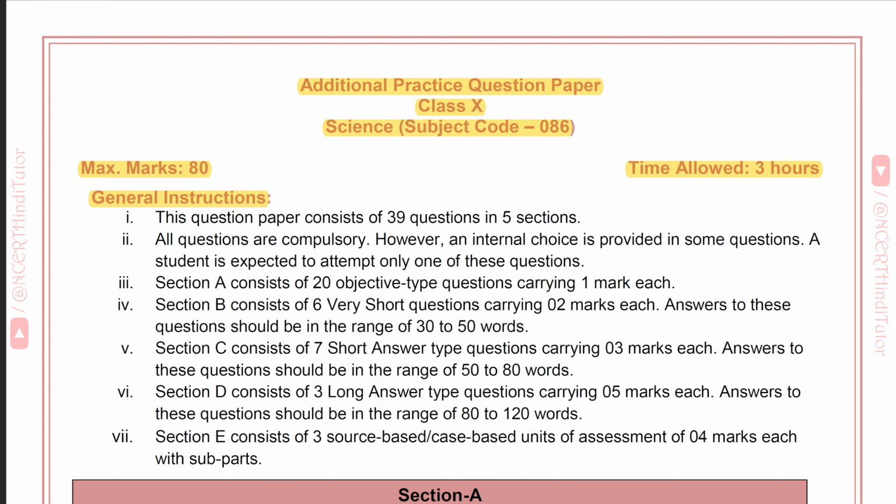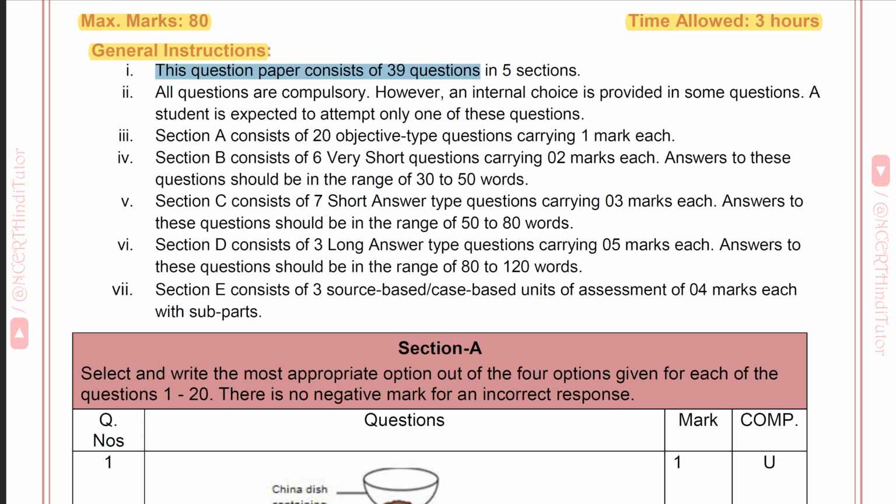General instructions. This question paper consists of 39 questions in 5 sections. All questions are compulsory, however, an internal choice is provided in some questions. A student is expected to attempt only one of these questions.